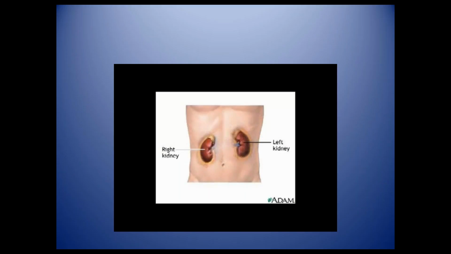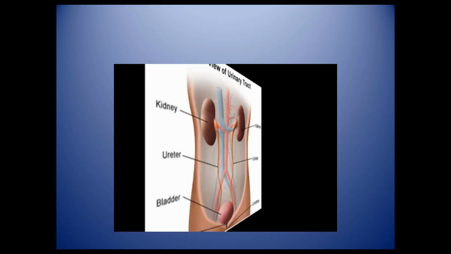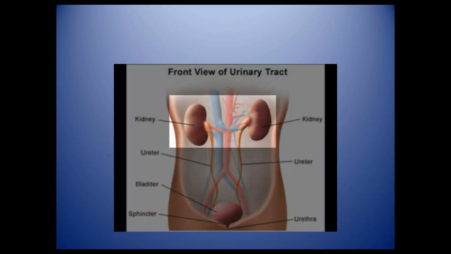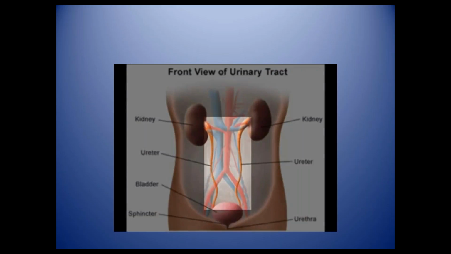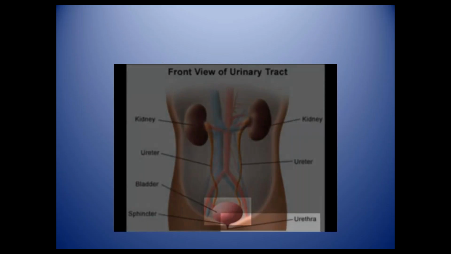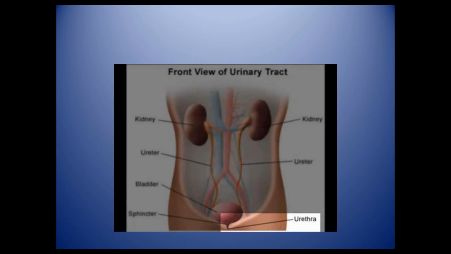So the urinary system, very simply, includes these structures. The kidneys are responsible for forming urine from the blood. They basically filter the blood and create the urine. The ureters carry the urine from the kidneys to the bladder. The bladder is just a temporary storage area for the urine. And the urethra is the tube that carries the urine from the bladder to the outside of the body.